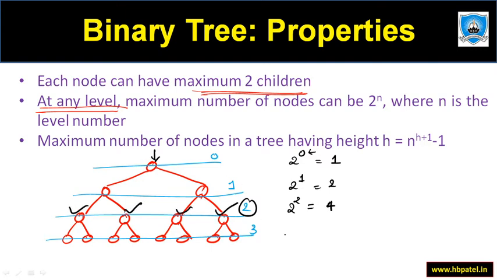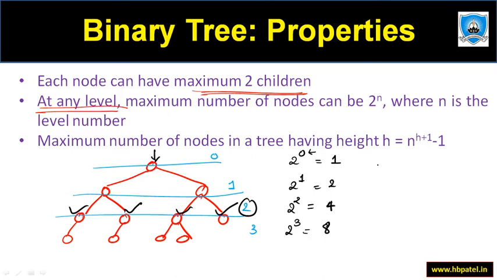That's the maximum. And if I consider the last level, 2 raised to 3 in this example, then I can have a maximum of 8. Maximum means you can have less than that. For example, rather than 8 you can have 7 or 6. This is also fine, because maximum 8 means 7 is good. This is also fine, this is also fine. So these are the maximum number of children at a level.